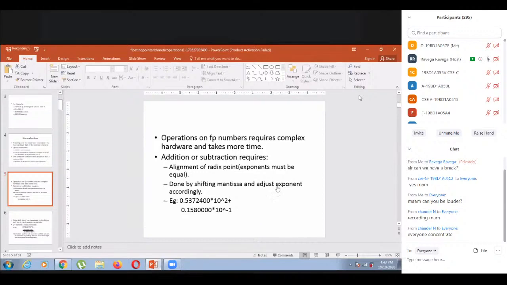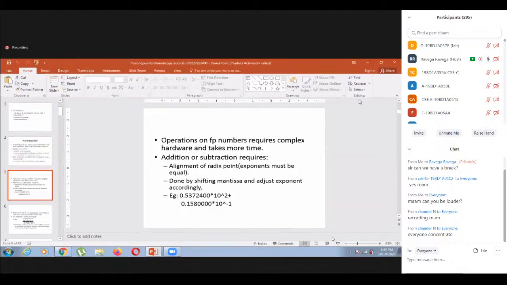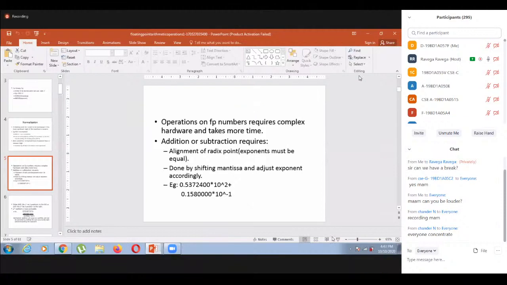So we are performing the floating point addition or subtraction. In floating point addition or subtraction, first comes the alignment of the exponent value. The exponent value must be the same, it is equal. Then you can perform the addition. In this example, the first fraction value is 0.5372400 times 10 to the power of 2, plus 0.158 0040 zeros times 10 to the power of minus 1.